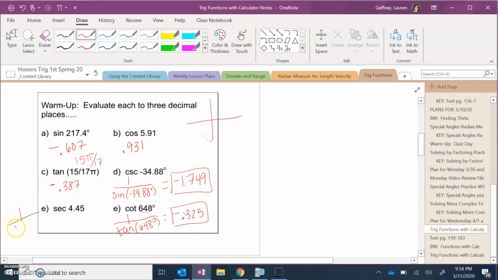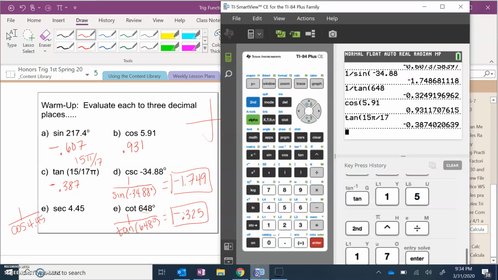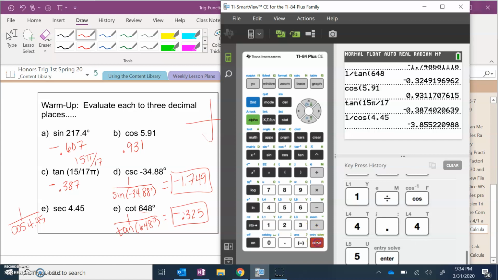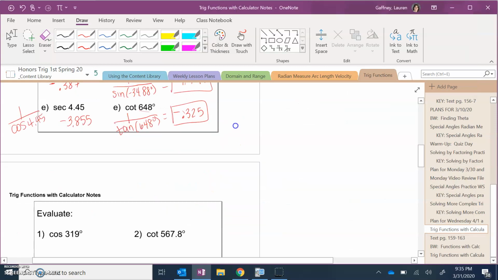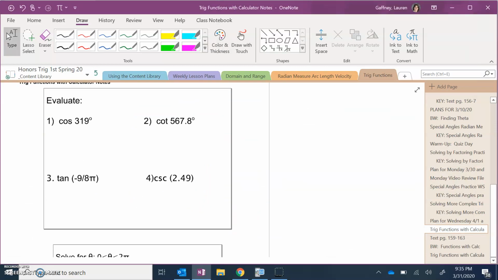Okay, and then secant is 1 over cosine. So 1 divided by cosine 4.45. Okay, so negative 0.3855. Okay, all right, I want you to take a couple minutes to try these 4. So pause the video, and I want you to try those 4 to see what you get. I will record my answers here in a second.